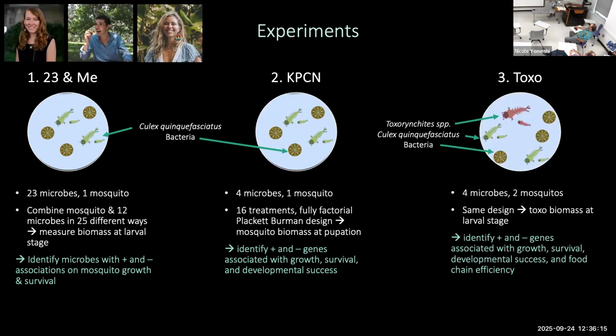And our final experiment, which we just ran recently, maybe final, maybe not, maybe it could go on forever, is what we call Toxo. We added in a second trophic level mosquito called Toxorhynchites, which eats the Culex. And so now we have an even more complex system because we love complexity. We had basically the same design, a little bit reduced, and measured Toxo biomass at the larval stage. The goal is to identify positive and negative genes associated with growth, survival, developmental success, and food chain efficiency. So that's what we're working on right now.